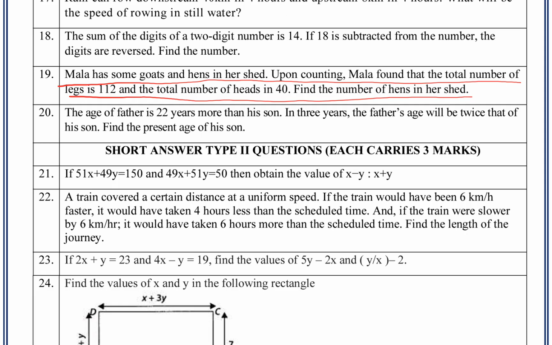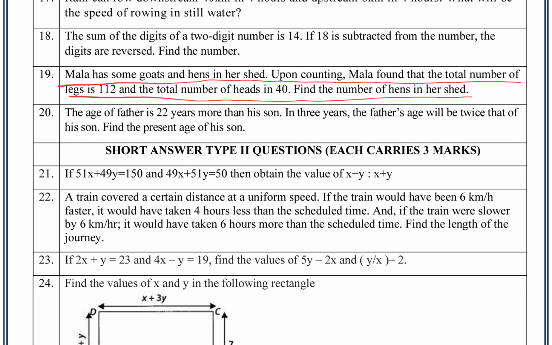19th one: Mala has some goats and hens in her shed. Upon counting, Mala found that the total number of legs is 112 and the total number of heads is 40. Find the number of hens in her shed. This is a logical question.